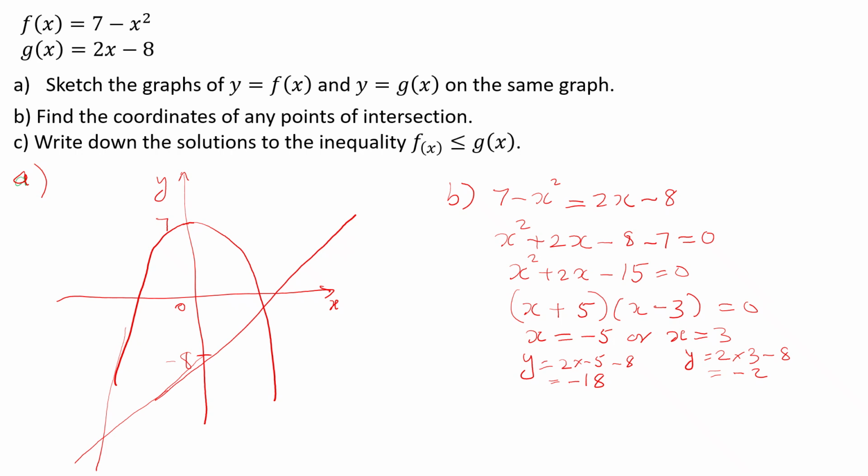So the intersection points are minus 5, minus 18, and 3, minus 2.